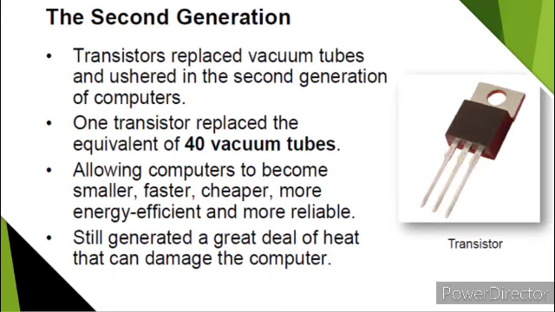Dear children, now the second generation. The transistor replaced vacuum tubes and ushered in the second generation of computers. One transistor replaced the equivalent of 40 vacuum tubes, allowing computers to become smaller, faster, cheaper, more energy efficient and more reliable. They still generated a great deal of heat that can damage the computer.